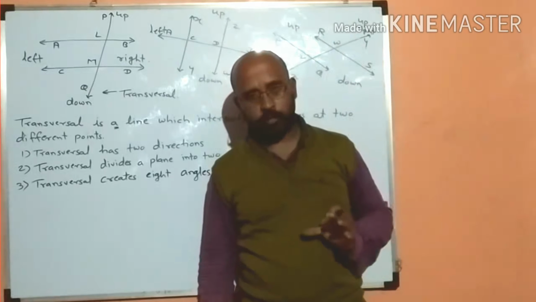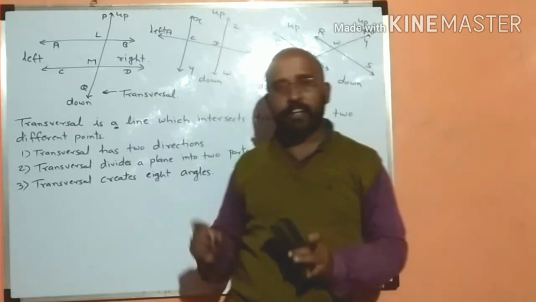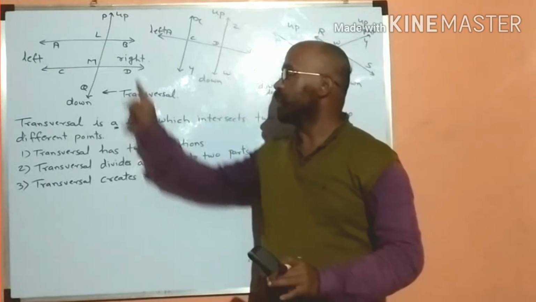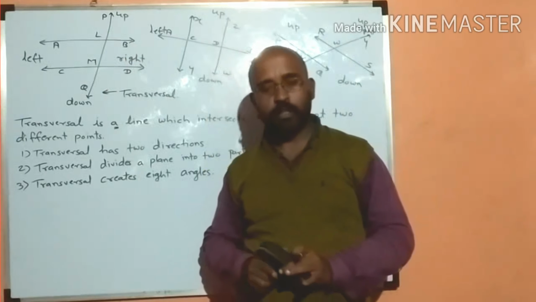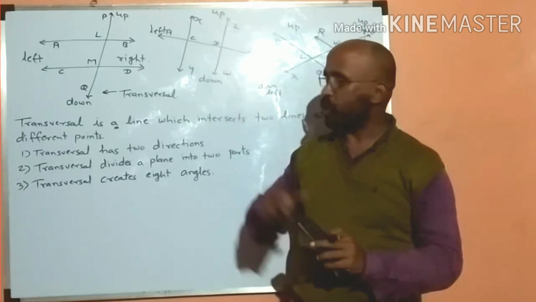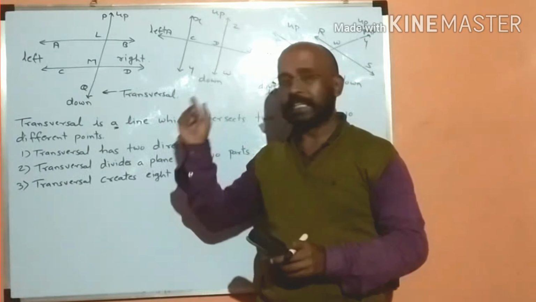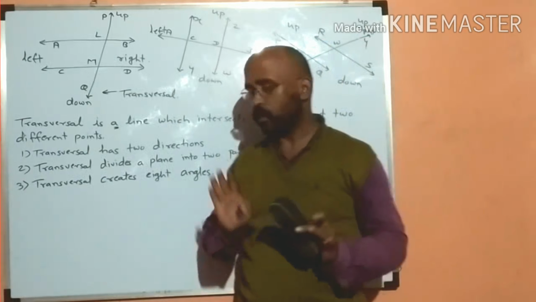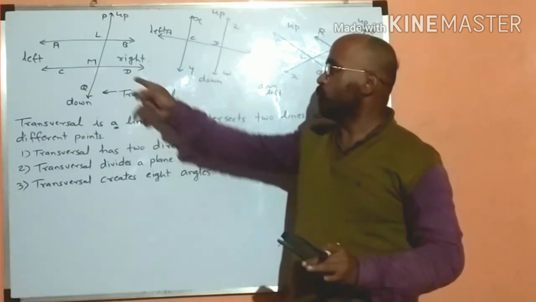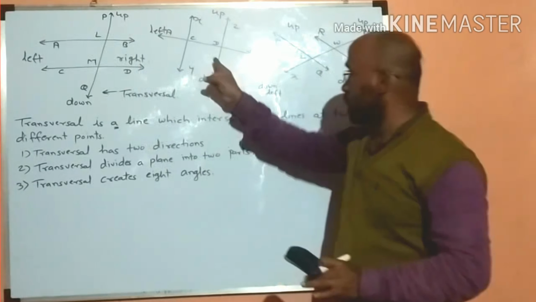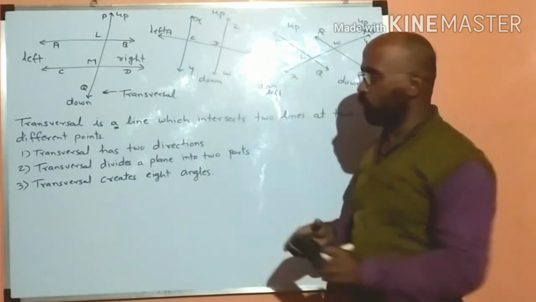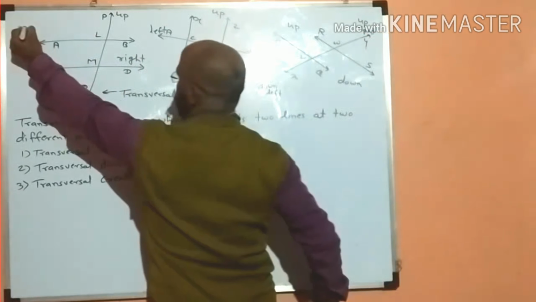And your job is to just identify 8 angles created by transversal, their direction on the transversal, and on which side of the transversal these angles are lying. Clear? So this I will do for you for first example. Remaining these two you have to solve. So let us see first example.